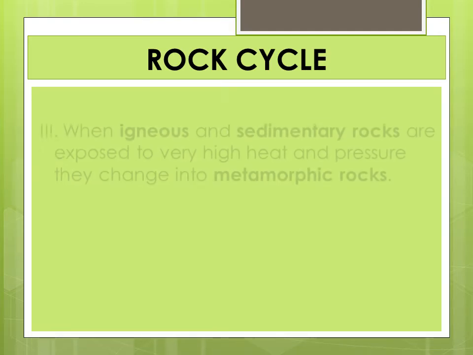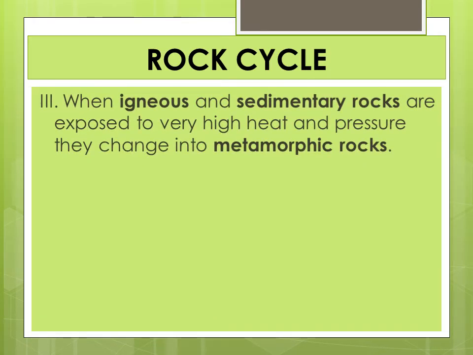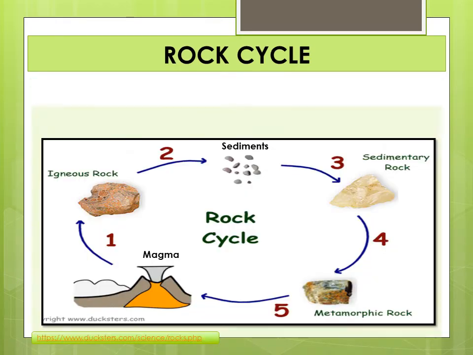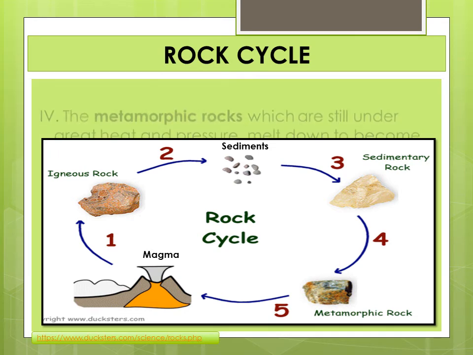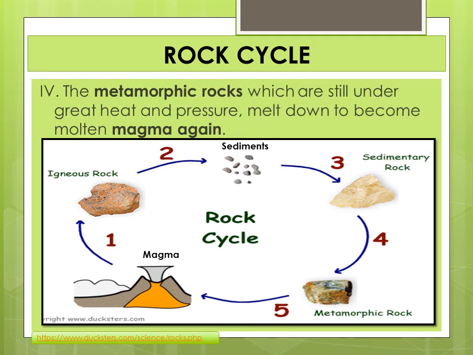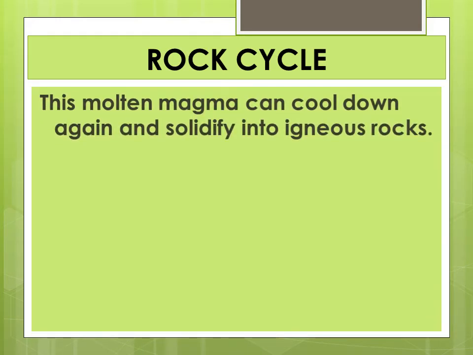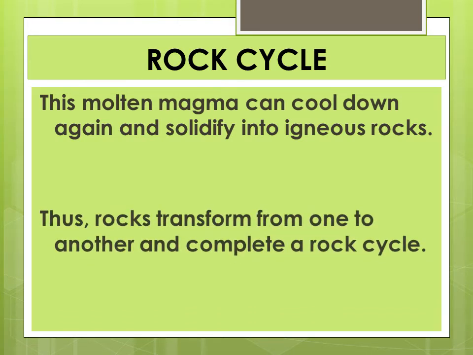Step number 3, when igneous and sedimentary rocks are exposed to very high heat and very high pressure, they change into metamorphic rocks. Step number 4, the metamorphic rocks, which are still under great heat and pressure, melt down to become molten magma again. This molten magma can cool down again and solidify into igneous rocks. Thus, rocks transform from one to another and complete a rock cycle.